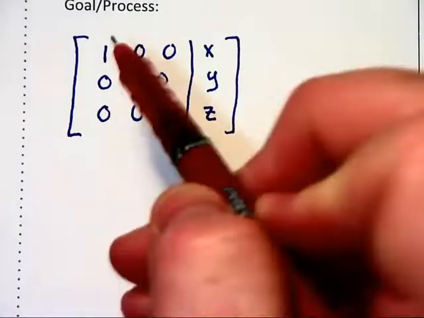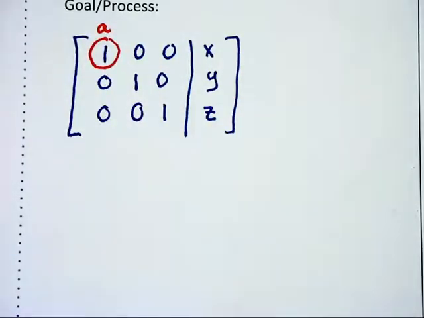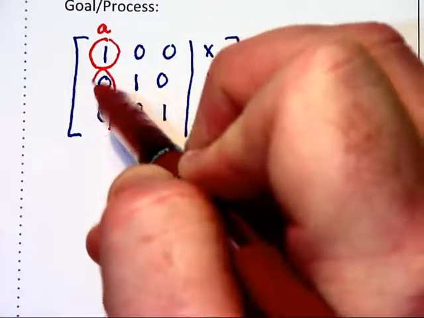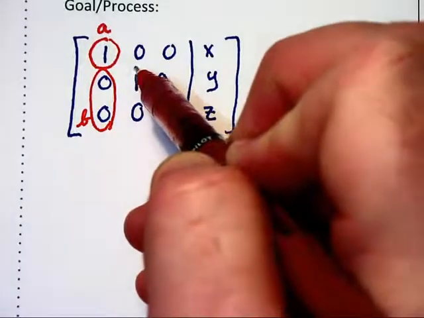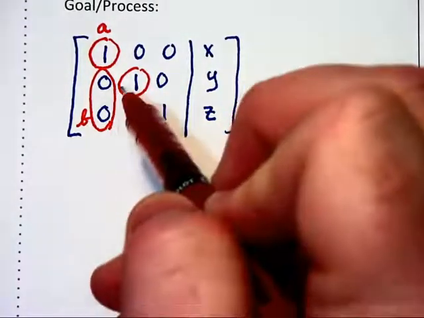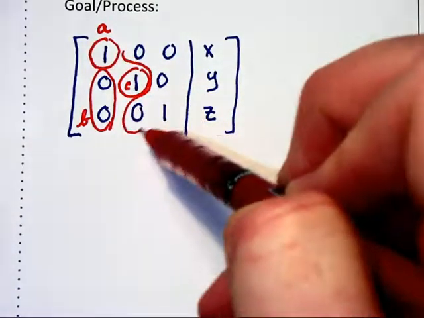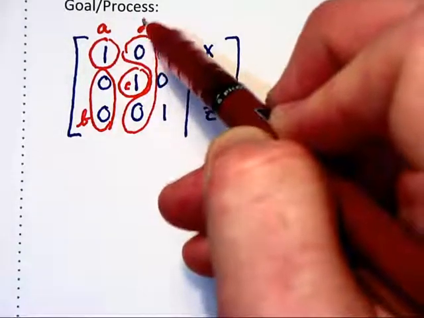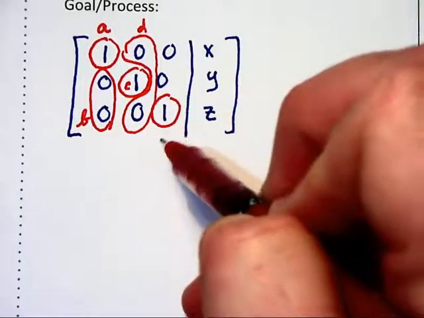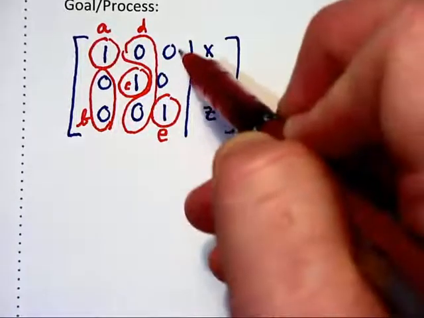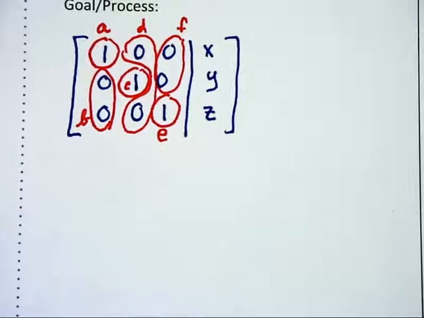Now, the first thing we want to do is get the 1 in the top left corner. So I will call that process A. We then want to get zeros beneath it. I will call that process B. Followed by getting a 1 in that second row, second column. That'll be process C. Followed by getting zeros above and below that. That'll be process D. We then want a 1 down here in the bottom right corner. That will be process E. Followed by zeros above it. That'll be process F.